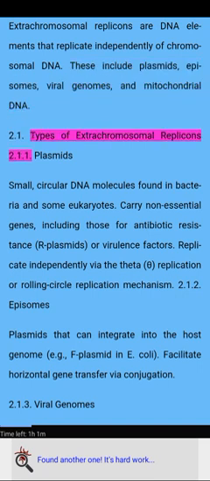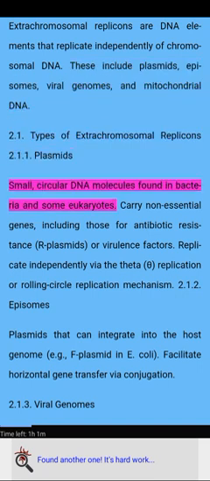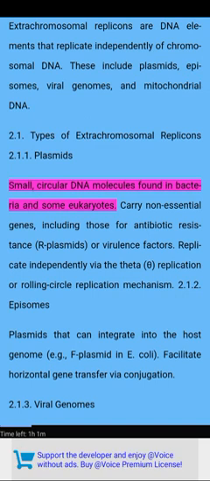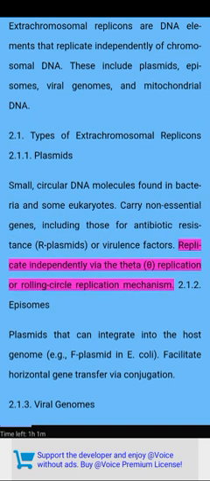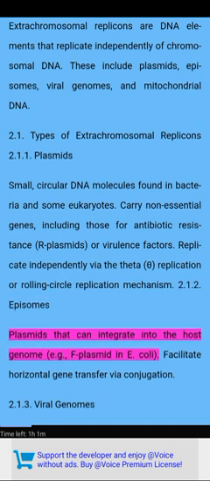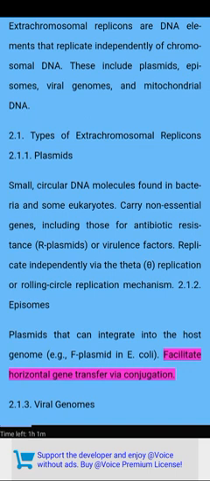2.1. Types of extrachromosomal replicons. 2.1.1. Plasmids. Small, circular DNA molecules found in bacteria and some eukaryotes. Carry non-essential genes, including those for antibiotic resistance or virulence factors. Replicate independently via the theta replication or rolling circle replication mechanism. 2.1.2. Episomes. Plasmids that can integrate into the host genome, e.g., F plasmid in E. coli. Facilitate horizontal gene transfer via conjugation.